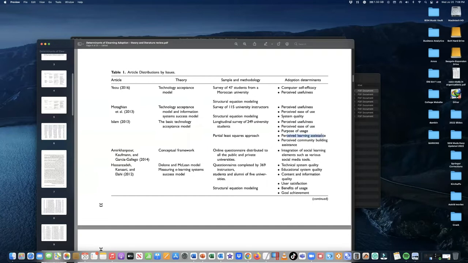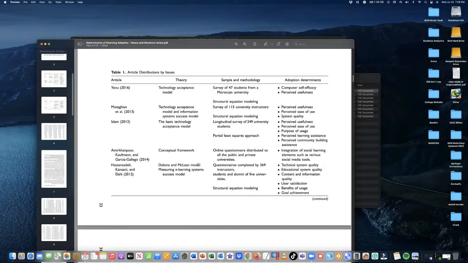Perceived learning assistance, things coming from the environment or the organization. And then perceived community building assistance. So this may be environment, this may be the organization, the classroom learning assistance. So he has got a number of variables there. Then a conceptual framework. So this one, he just wrote conceptual framework, which means that he didn't pick a theory. He built one based on variables he has read from the literature. An online questionnaire distributed to all public and private universities, integrated social learning elements, such as various social media tools.